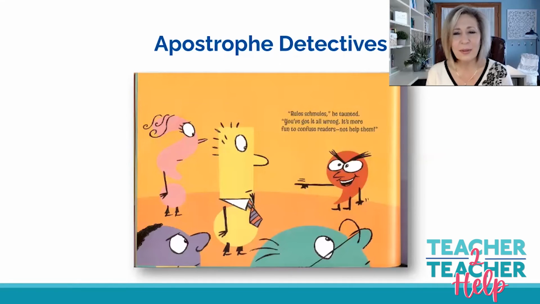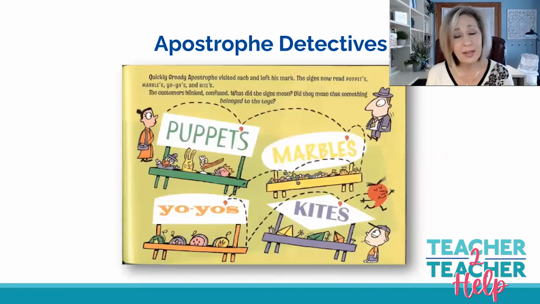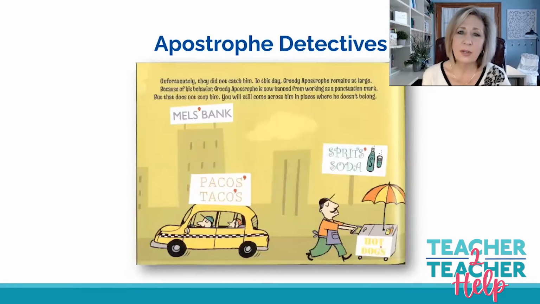So on the subsequent pages, you see the greedy apostrophe putting himself into all kinds of places that he doesn't belong. You'll see him in schools, you'll see him in stores. And again, what I'm doing here is heightening my students' awareness to the improper use of these punctuation marks. So after we got finished with the entire book, at the end of the book, it ends with really a call to action.